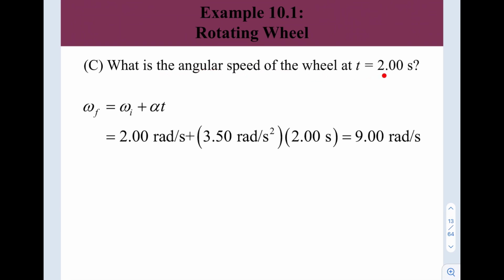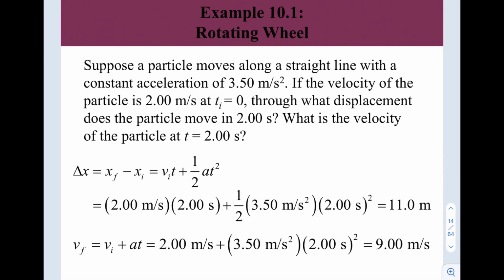C. What is the angular speed of the wheel at t equals 2 seconds? So, angular speed, we want to know what is omega final. Finally, at t equals 2 seconds, omega final is equal to omega initial plus alpha t, which gives us 9 radians per second.